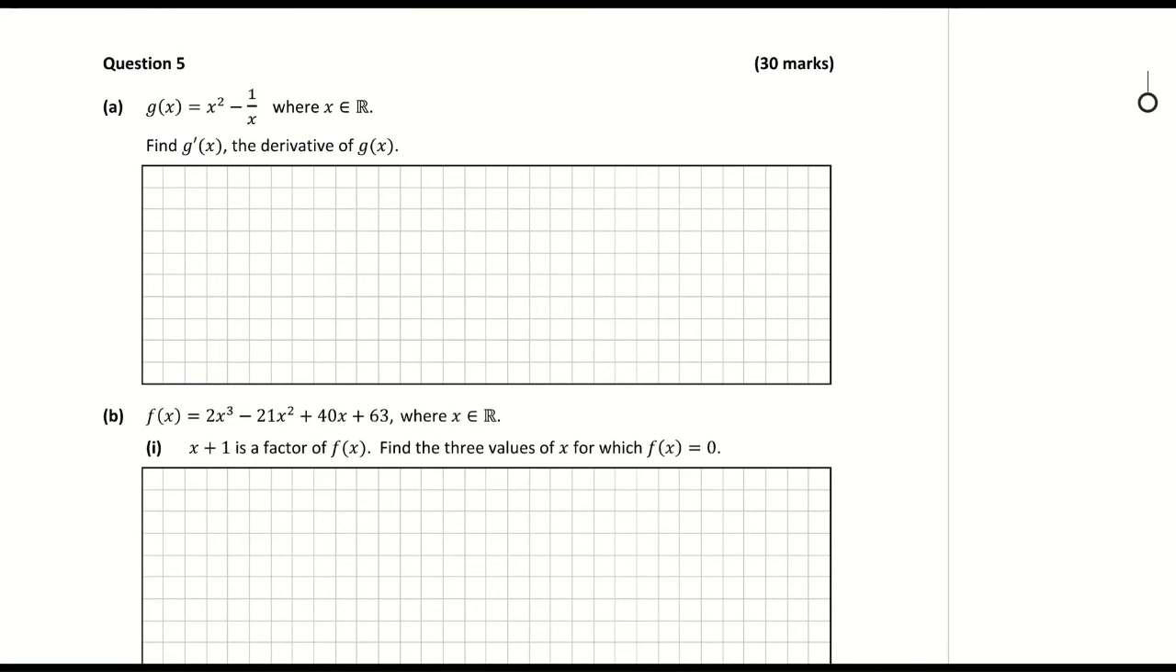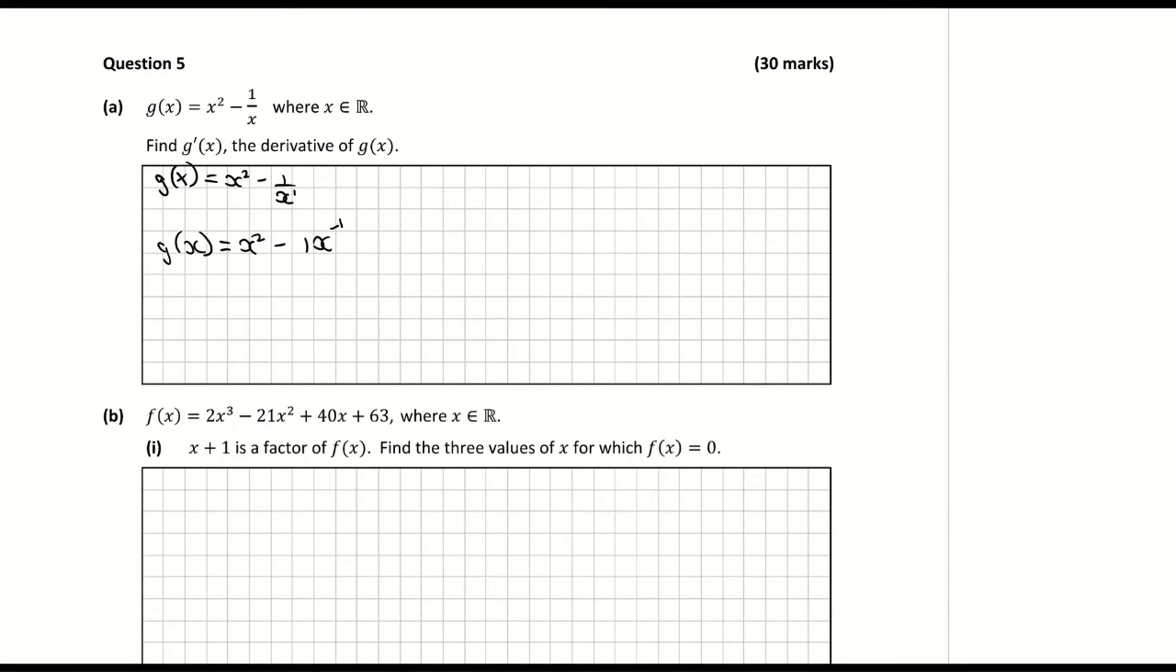Question 5a, g of x is equal to x squared minus 1 over x. Find g dash of x, the derivative of g of x. So our function here, g of x, let's just write it down, is equal to x squared minus 1 over x. First thing I'm going to do here is, before I differentiate it, I'm going to turn the 1 over x into 1x to the power of negative 1. So when I have a fraction, I always want to get rid of the fraction by bringing it up and putting it to the negative power.